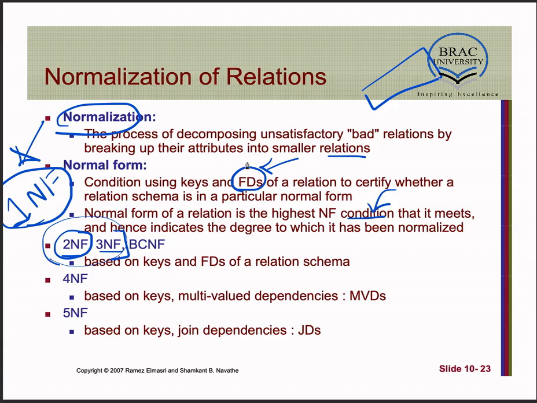Again, we need the functional dependency concept to normalize a relational schema, and after normalization we can put it in the first, second, or third normal form, and so on. The higher the normal form we achieve, the better our design will be.